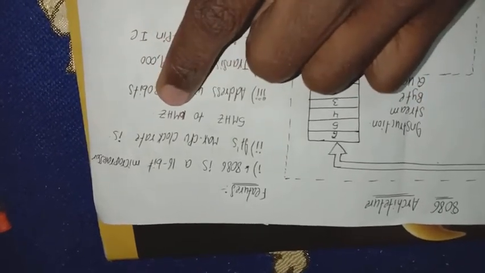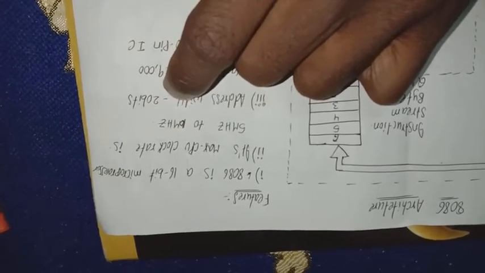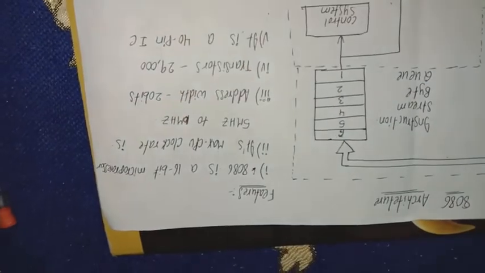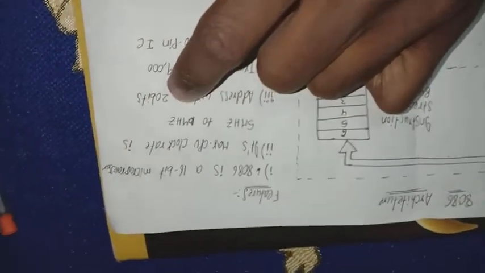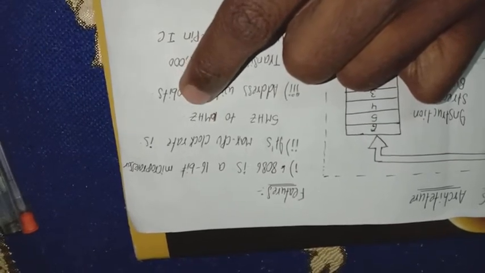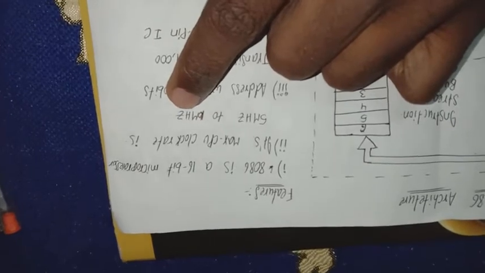10 MHz is the maximum clock frequency of 8086, meaning it can do 10 million cycles per second. That is what the frequency is.